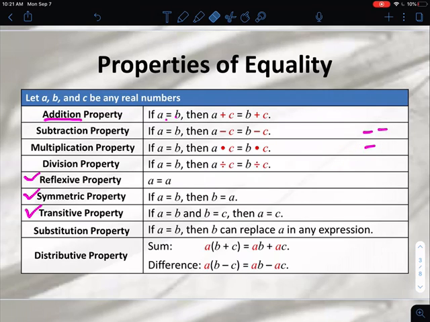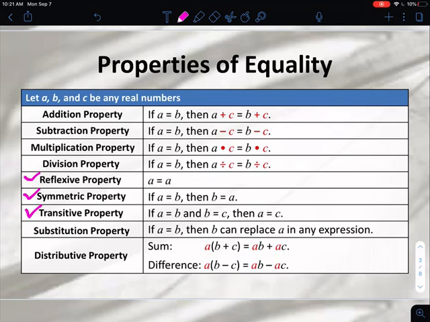Same thing with division, same thing with multiplication. So as you're looking at these different properties here, these are ones that you guys have already used to simply solve equations. I can add a number to both sides, I can subtract a number from both sides, I can multiply a number by both sides. So it's just saying that any of those properties of equality or any of those operations that you've learned in previous classes will hold in these algebraic equations.